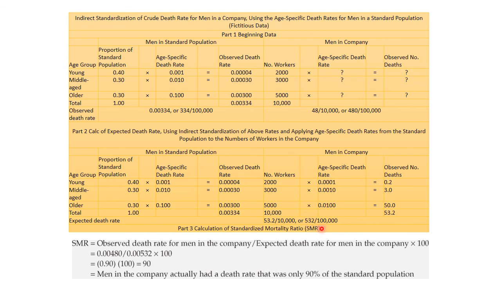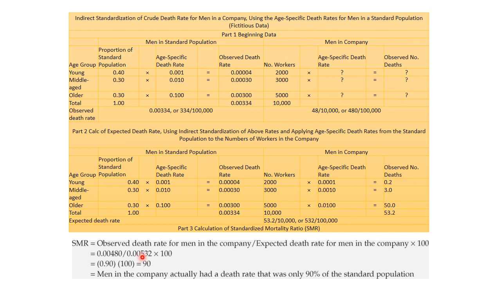Now all of a sudden we're seeing that based on the U.S. population ASDRs, more of them should have died than what actually occurred here, right? So 532 versus 480. Now we can divide these numbers: take this 480 divided by this 532, or if you take just the actual decimals, 0.00480 divided by 0.00532 times 100, and roughly end up getting 90, right? So this would mean that the men in the oil rig had a 90% chance of dying compared to the standard population. So basically a 10% reduction in their risk of death.